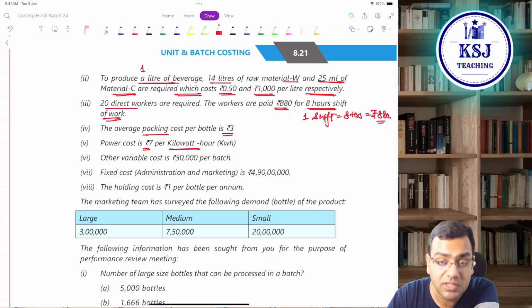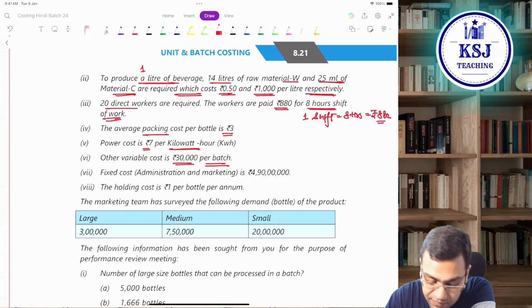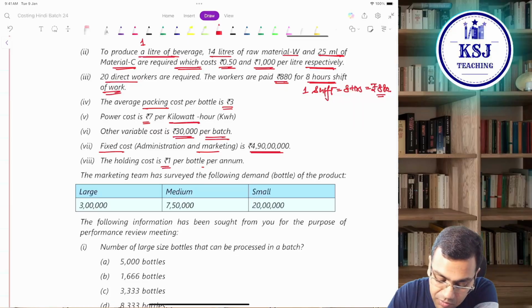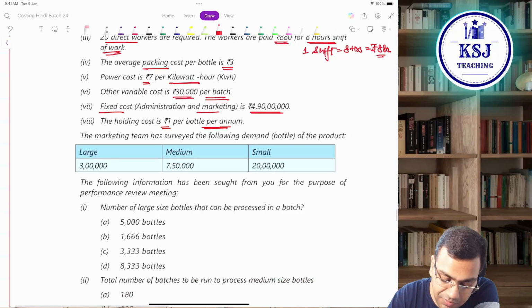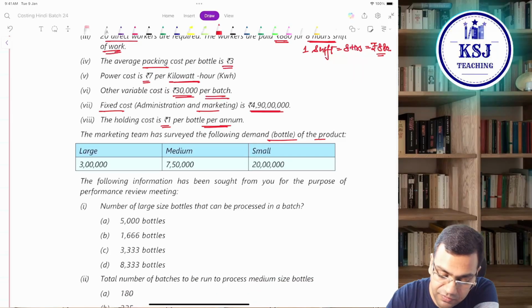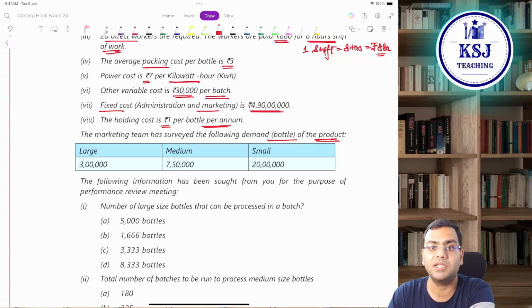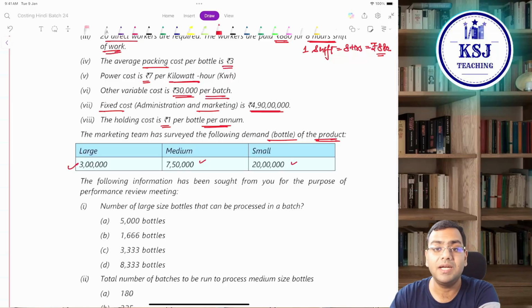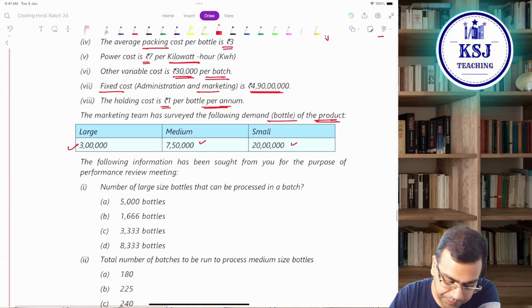Other variable cost is rupees 30,000 per batch. For every batch there is a variable cost of 30,000 rupees. Fixed cost, administrative and marketing is 4 crore 90 lakhs. The holding cost is rupees 1 per bottle per annum. The marketing team has surveyed the following demand of the product, right? That these many bottles will be the demand in the market. That is what they are anticipating. Large bottle 3 lakhs, medium 7 lakh 50,000 and small 20 lakh bottles will be required.